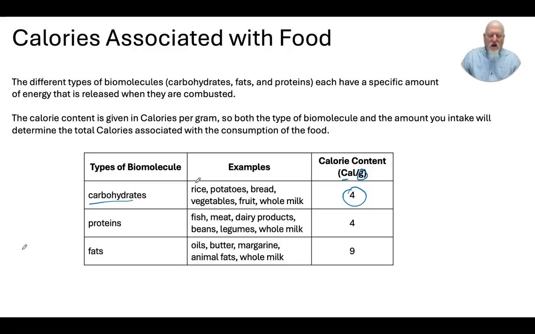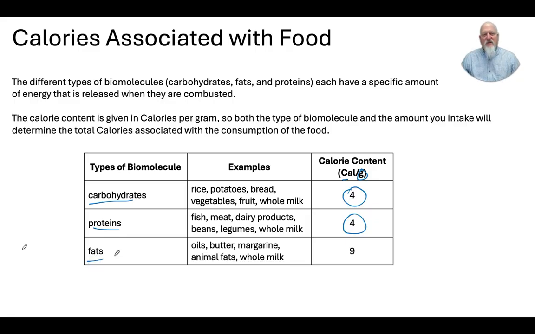Carbohydrates: rice, potatoes, bread. Most vegetables and fruit are carbohydrates, and in whole milk there's some carbohydrates, but we're going to see that in whole milk there's a bunch of stuff. The second thing we have here is proteins. The calorie content of protein is also 4 calories per gram. So for every 1 gram of protein you eat, you get 4 Calories of energy released. And we know proteins are typically in meats, some dairy products, beans, things like that. Proteins are important for you to build muscle and things like that.